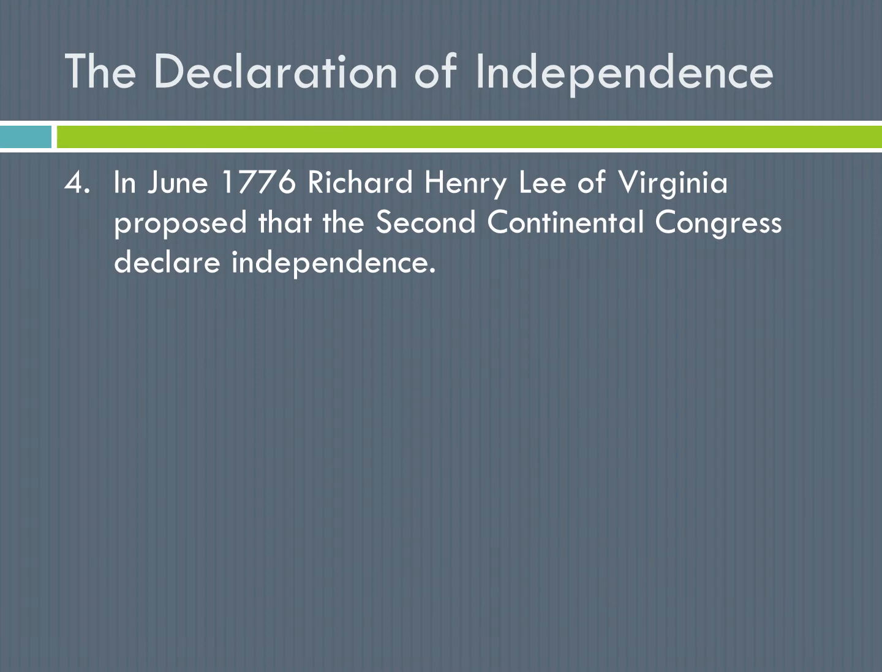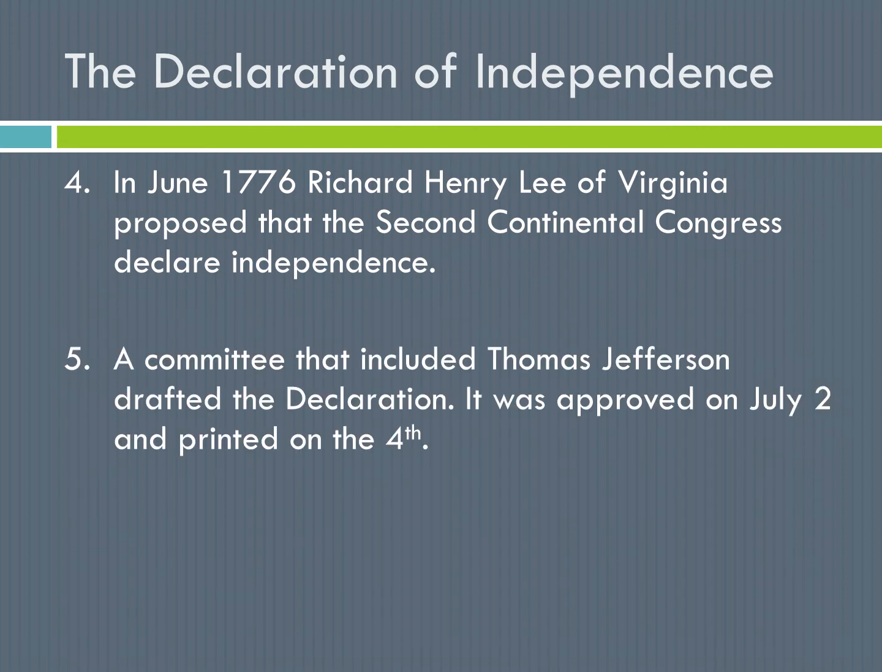So in June of 1776, a guy from Virginia named Richard Henry Lee proposed to the Second Continental Congress that the time had come to formally declare independence from Britain. So the Continental Congress puts together a committee that included Thomas Jefferson to write up the Declaration. Jefferson did most of the writing, and it was approved on July 2nd of 1776 and printed on July 4th.